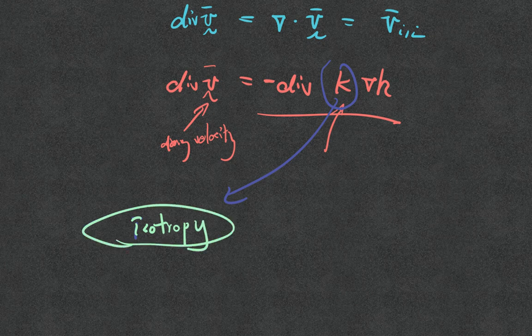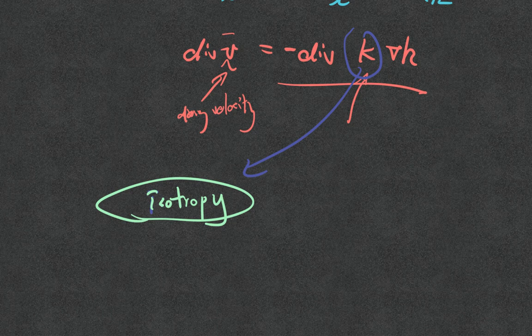So isotropy. What is the meaning of isotropy? Isotropy means that for different directions you get the same property. A material that doesn't respond with a different behavior in different directions. So for example, if I have a layered material, it is not isotropic.